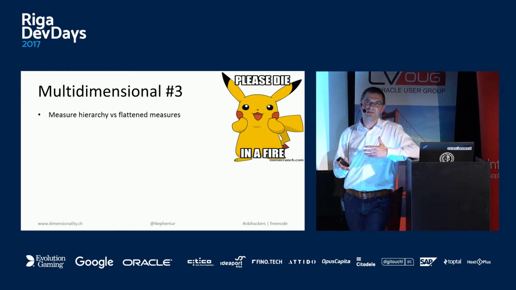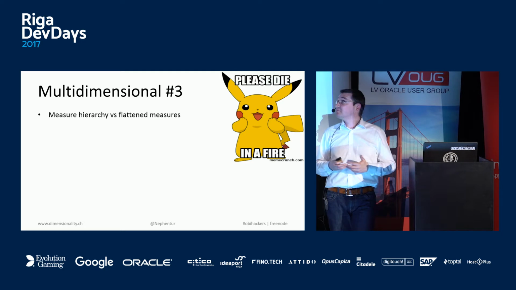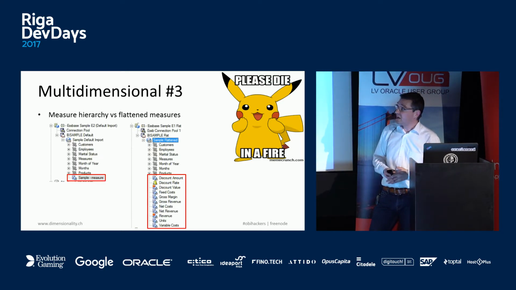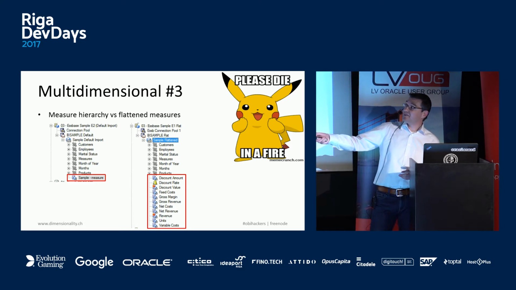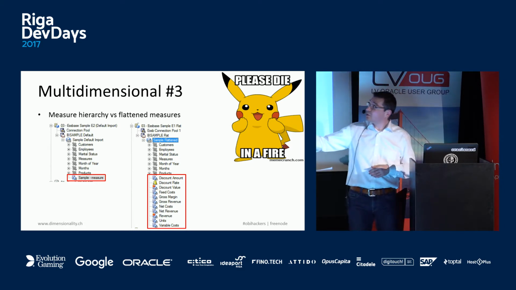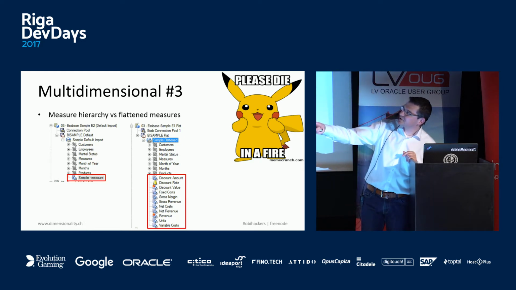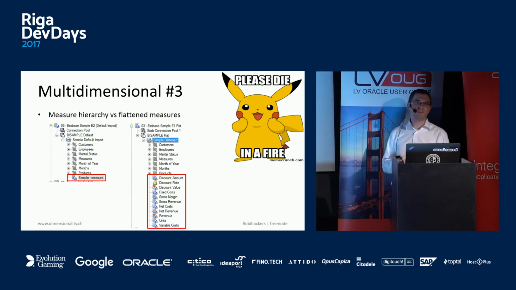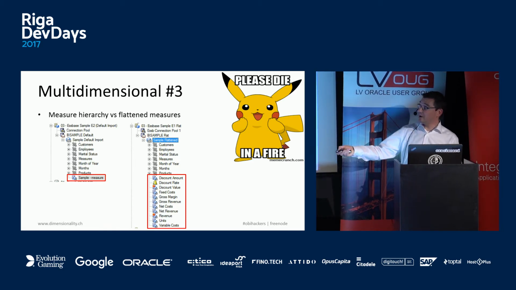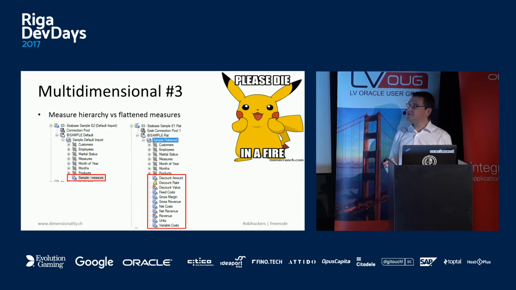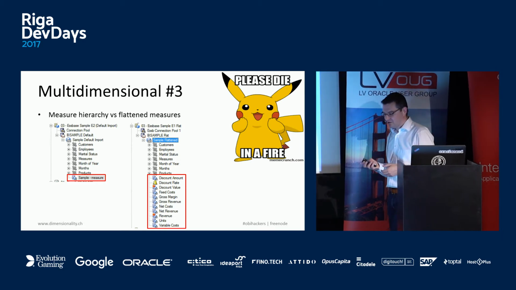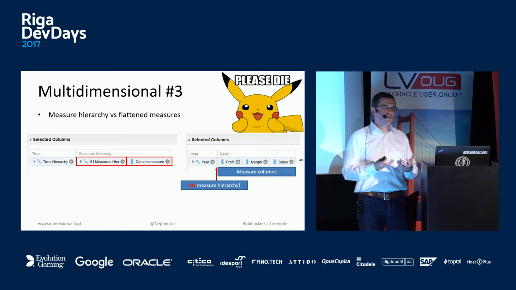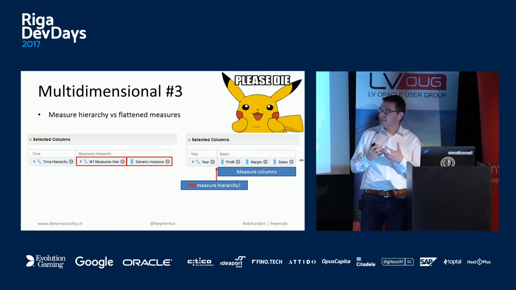Measure hierarchy versus flattened measures. This is an outline of an Essbase cube in Oracle Analytics with a sample measure, and here we have our hierarchy, measures. So we actually have a parent-child hierarchy of Essbase measures, versus here we have it flattened out. So what's the effect of that? You can already see we have a hierarchy object and the generic measure that we can use in our modeling and in our analysis.